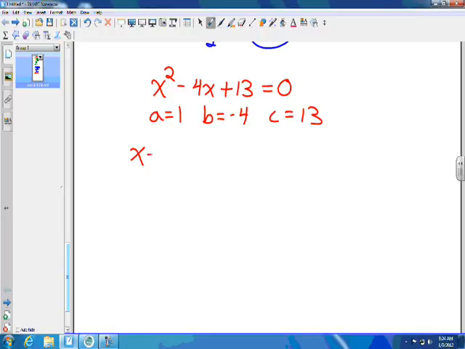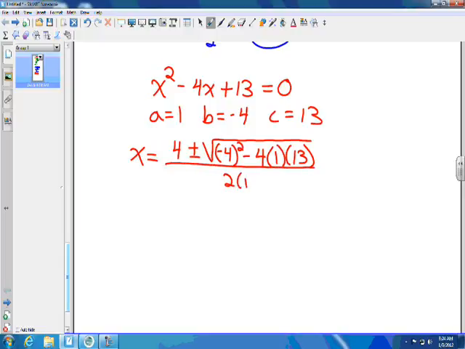So what's opposite of B? 4 plus or minus the square root of -4 squared minus 4 times A, which is 1, times C, which is 13, all over 2 times 1 again.